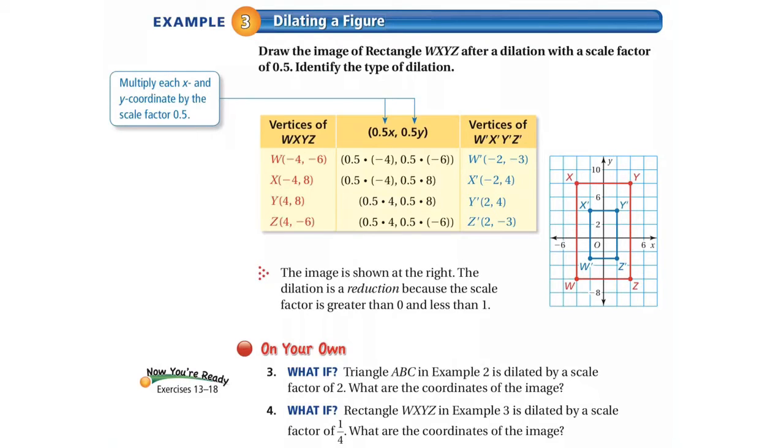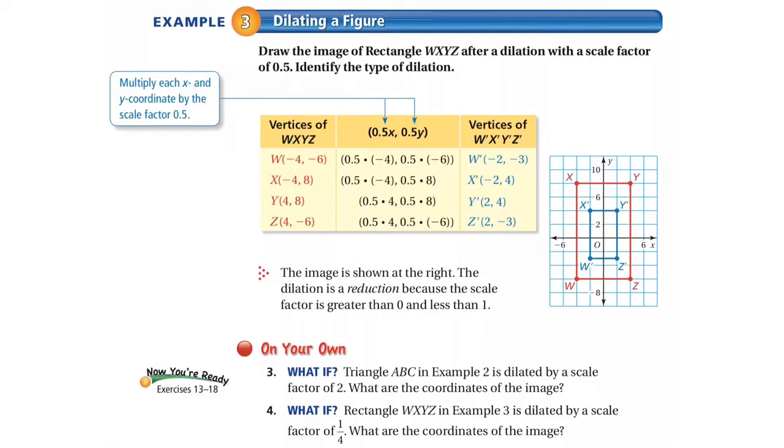In example 3, dilating a figure, draw the image of rectangle WXYZ after a dilation with a scale factor of 0.5. Identify the type of dilation. Of course, this will be a reduction because the scale factor was less than 1. The vertices of WXYZ are given. W was -4, -6. We multiply the x and the y by 0.5, which brings W prime to -2, -3. We did the same thing for X to get X prime, Y to get Y prime, and then Z, 4, -6, becomes Z prime, 2, -3.